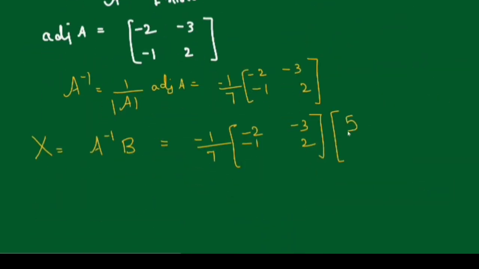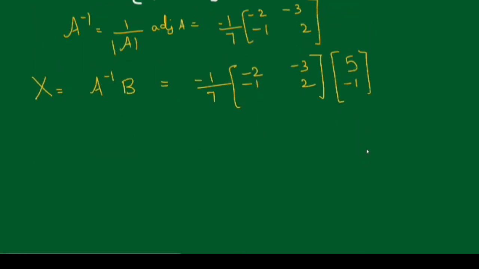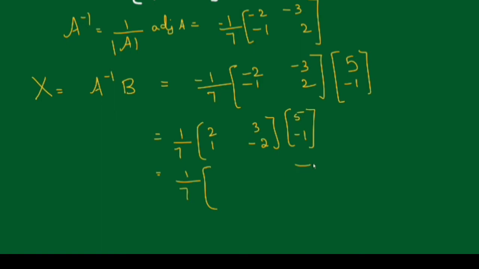5 minus 1. So now you have to multiply this. You have to multiply. So minus, you can change the sign actually. Okay, so 1 by 7, change all the signs, become 2, 3, 1, minus 2, multiply by 5 minus 1. So how do you multiply? How do you multiply this? See, what is the order of this matrix?